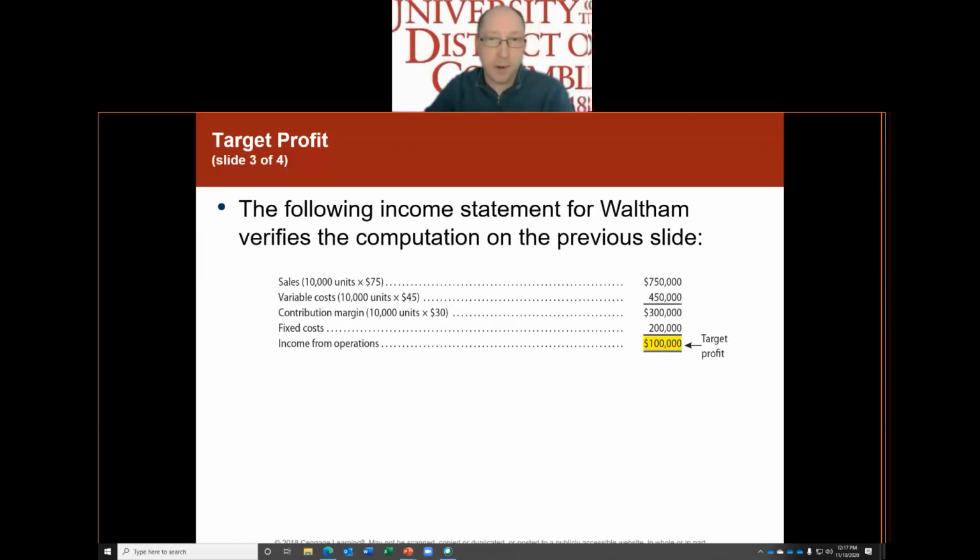Here's how it looks on the income statement. Sales. I need to sell 10,000 units in order to make $100,000 profit. I sell 10,000 units at $75 per unit. That's $750,000. My variable cost is $45 per unit. That's $450,000. My contribution margin is $300,000. Sales minus variable costs equals $300,000. The other way to figure that out is you just take your number of units sold times the contribution margin per unit, $30, is also $300,000, minus your fixed cost, $200,000, means you've achieved your target profit of $100,000. Income from operations, $100,000.